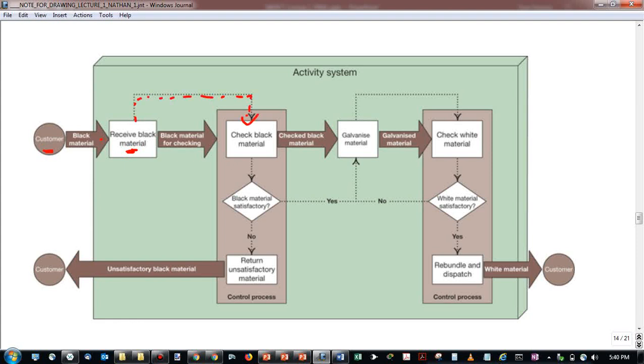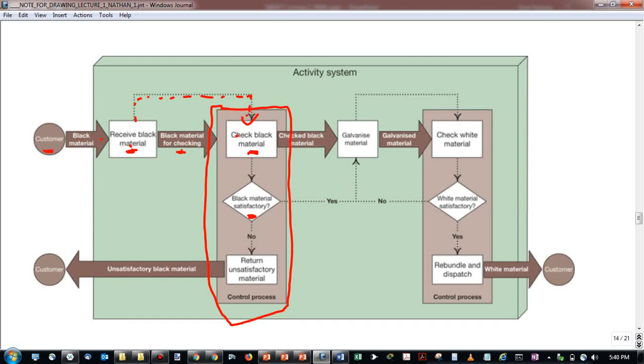So we're going to go from here to here with our black material for checking. Once we get in this one, you'll see that there's a square around this, a box, and that's just to show this is actually one process. It just has multiple parts to it. Right? The parts are, well, check it. What does checking involve? Well, we look at it to see if it's satisfactory.